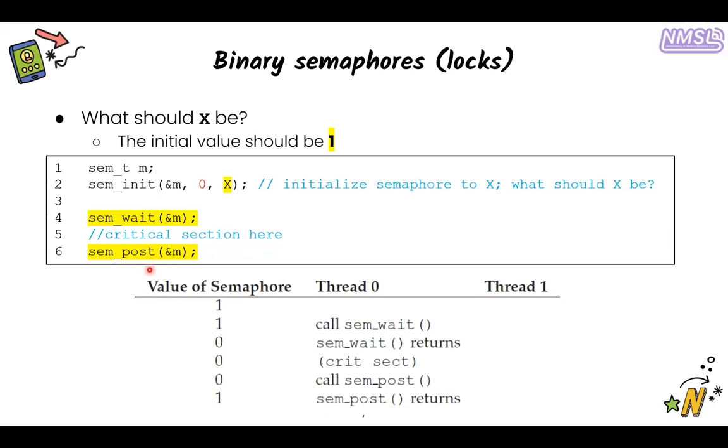So let's look at an example here. The value of the semaphore is initialized to 1. Now let's say thread 0 calls semWait, then you decrement the value, and then it returns, you do the critical section, then you post, and the value is now back to 1. And if, let's say, the next thread wants to use it, you could basically use value 1, so you go get it and you just go execute.